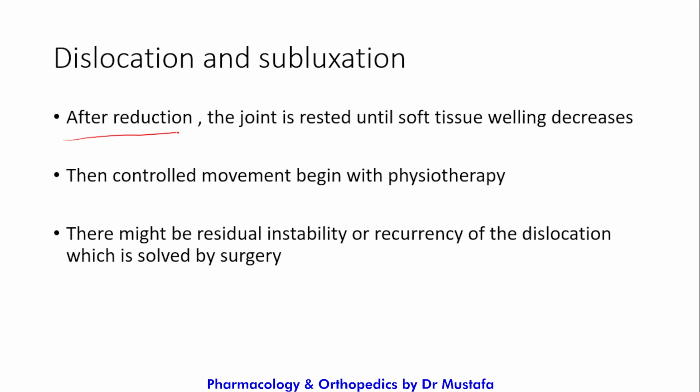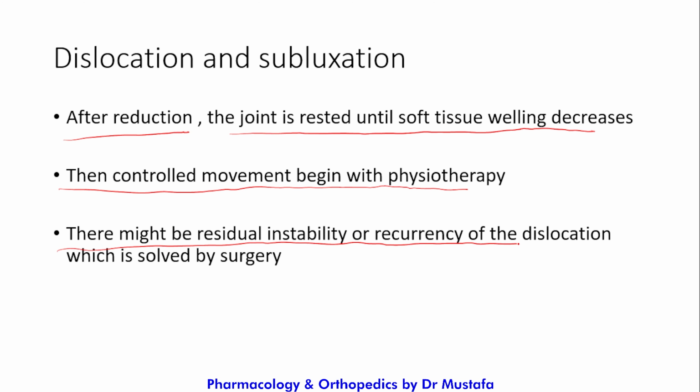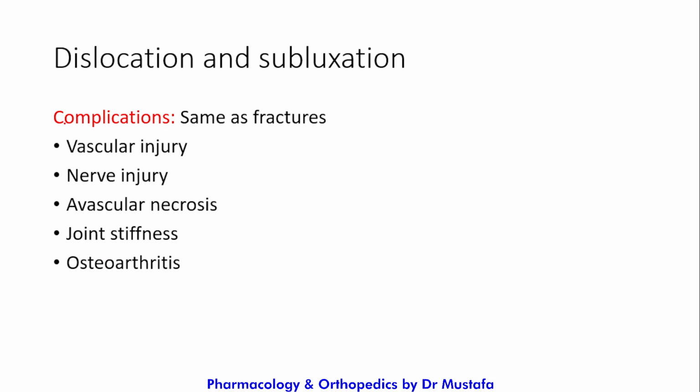After reduction of the dislocation, the joint is rested until soft tissue swelling decreases, and then controlled movement begins with physiotherapy. There might be residual instability or recurrence of the dislocation, which is solved by surgery. The complications of the dislocation and subluxation are the same as the fractures. There might be vascular injury, nerve injury, avascular necrosis, joint stiffness, and osteoarthritis.